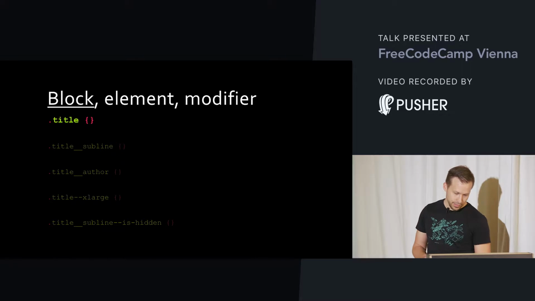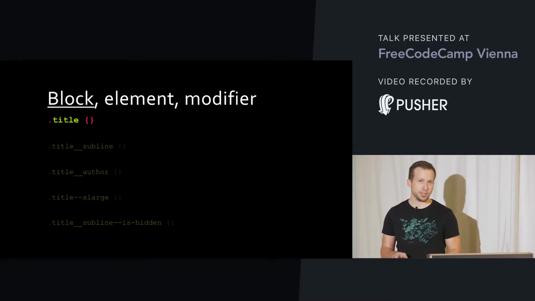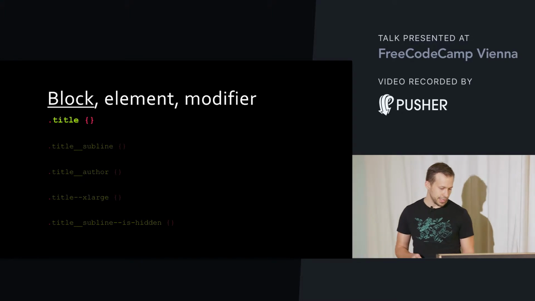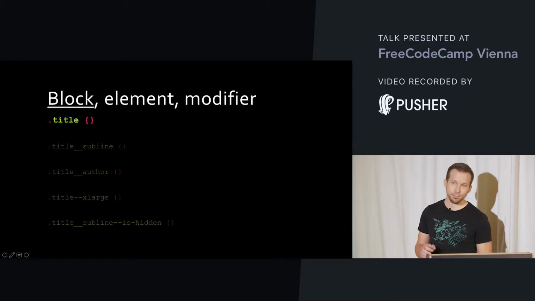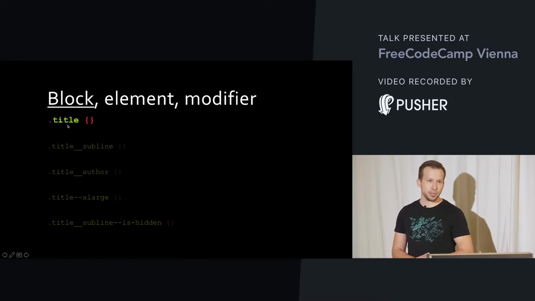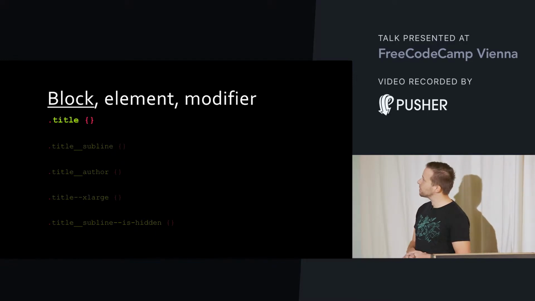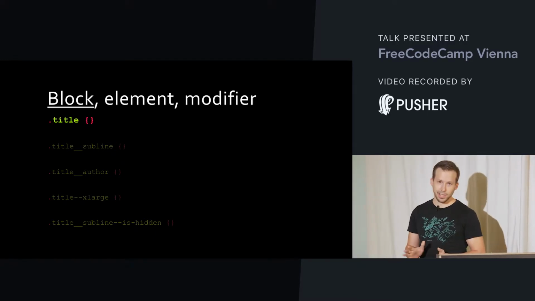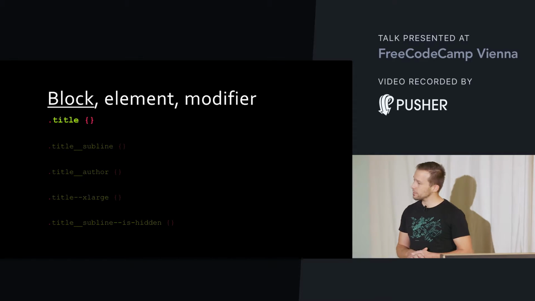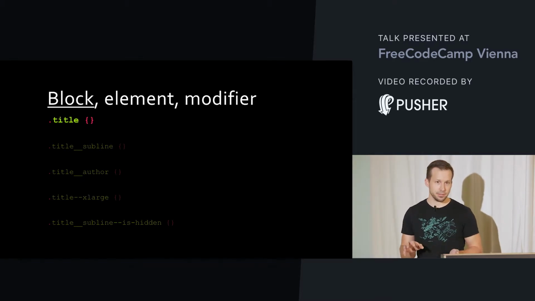So, the first part of BEM is block. I'm showing you a selector that could be used for a block. What is a block in BEM? In BEM, a block is some kind of component that is reusable, that could exist on its own. In our case, it could be a title widget. The name of the block always describes its purpose, not its style or its state, just its purpose. A block in BEM could include other elements, acting as their parent.